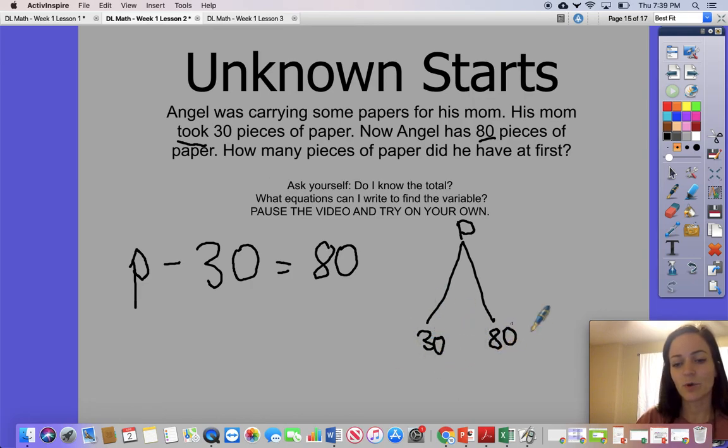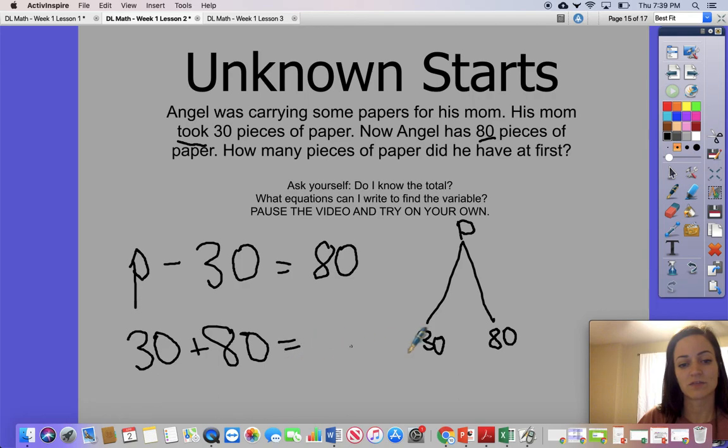If I know both of my add-ins, how will I find my total? I need to add them together, right? 30 plus the 80 that he had will give me my total. 80 plus 30, I'm just going to count on: 80, 90, 100, 110. Okay, 110 pieces of paper to start with. Okay, so hopefully those were helpful to you.